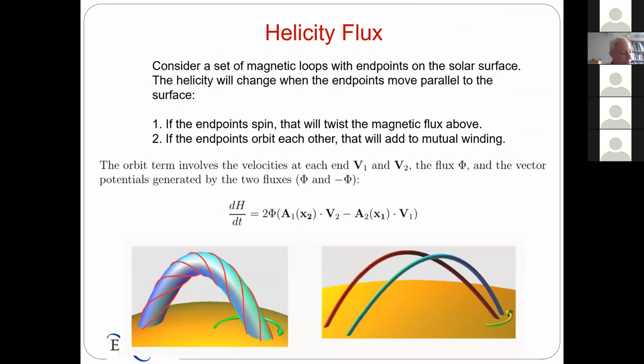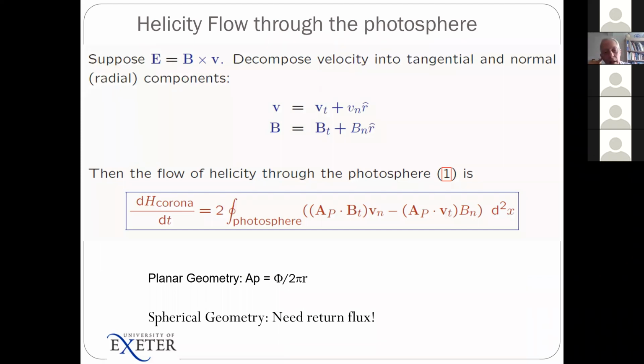Okay, I think I have some time to review helicity flux before I go on to some more recent work. So helicity flux into the corona is just twisting and also winding of endpoints moving around each other. And a third thing I haven't drawn a picture of is emerging flux. Emerging flux will carry with it twisted flux or linked flux. And there are some expressions for this in terms of poloidal and toroidal and B tangent and so on.